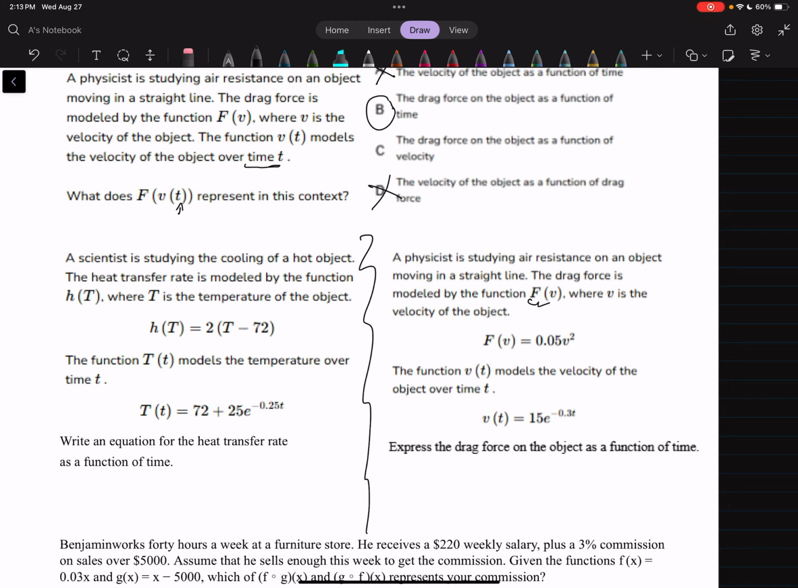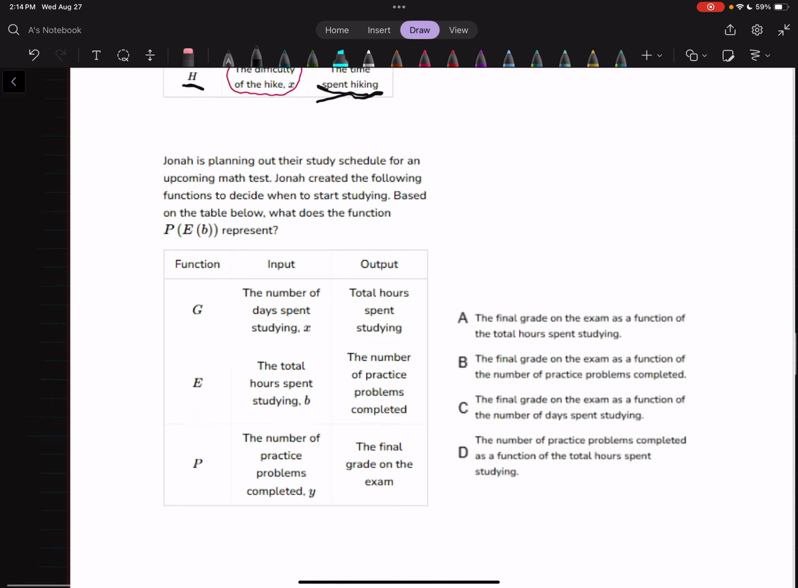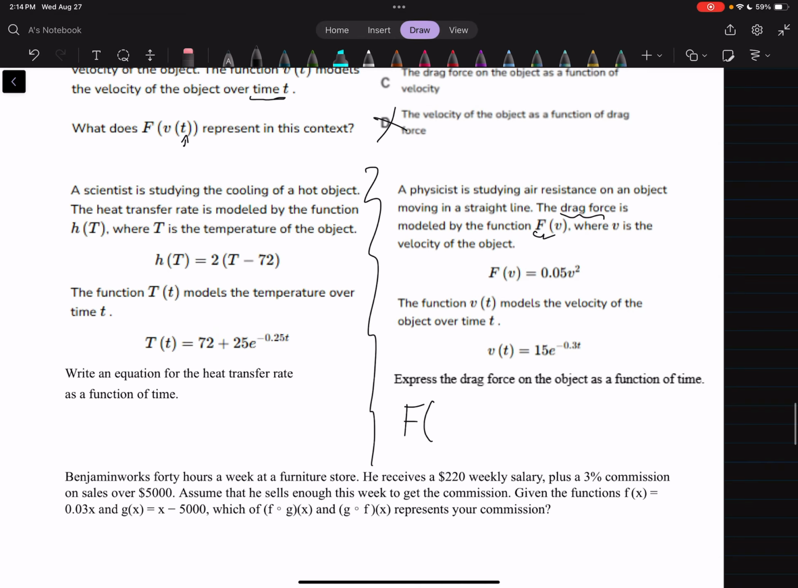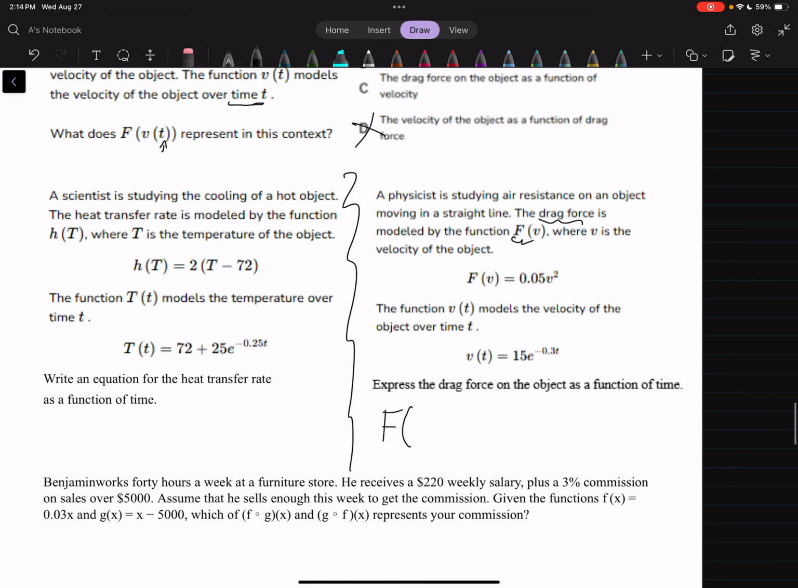Well, f again is the drag force. So, f, and I'm wanting to use the other function, v of t. Really, this v is not important because ultimately I'm going to be putting this as f of t. This is the drag force as a model of time because I am going to be combining these functions in this problem. So f of t is equal to the f function is what goes on the outside, the v of t function is what goes on the inside.